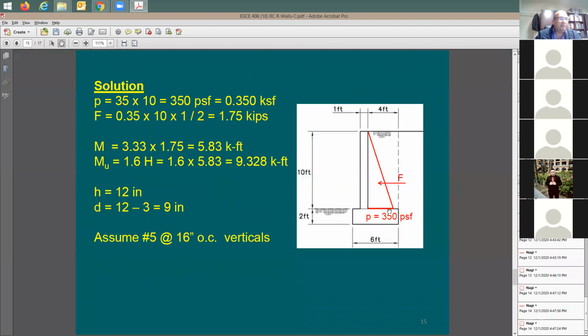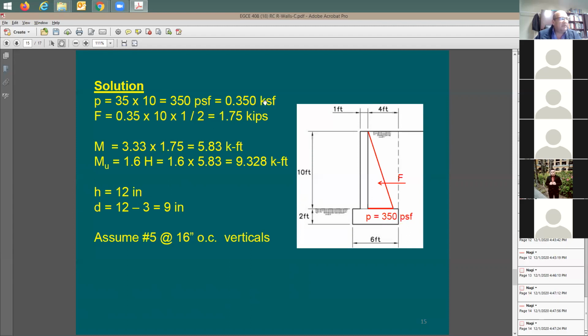Here's the pressure at the bottom. You see, I didn't go all the way to the bottom of the footing. I just take the section to be right here at the interface between the concrete wall and the footing. I said the pressure here is going to be 35 pounds per cubic foot times 10 feet. This pressure at the bottom is 350 pounds per square foot.